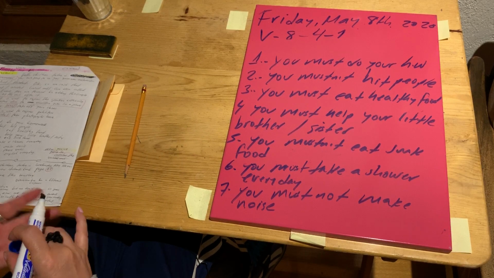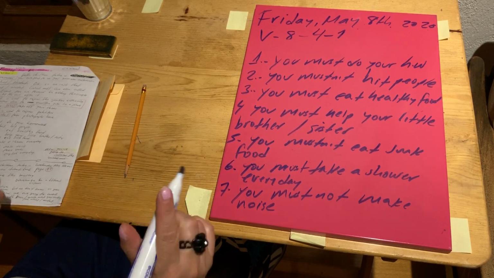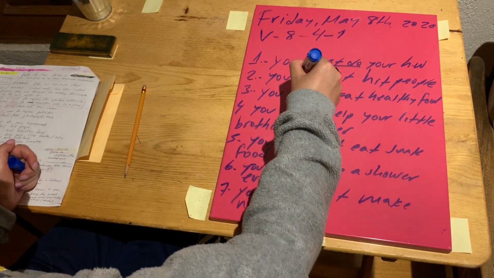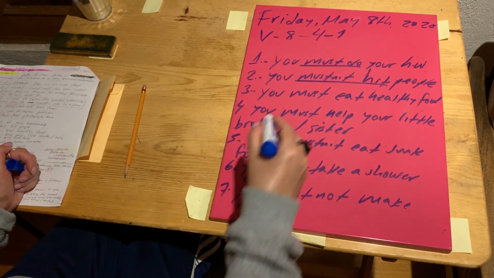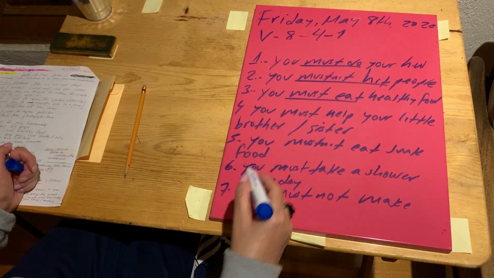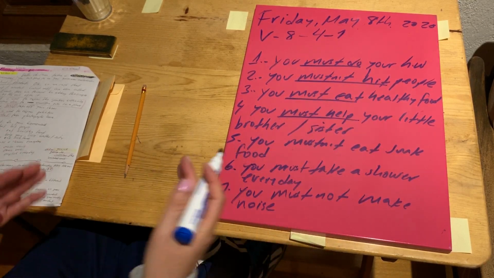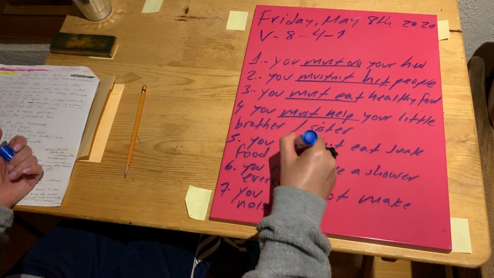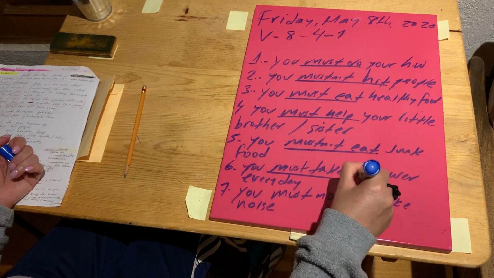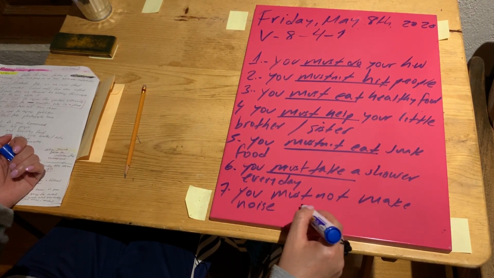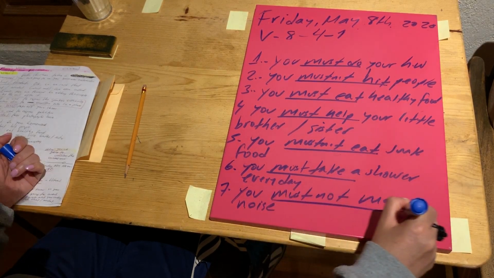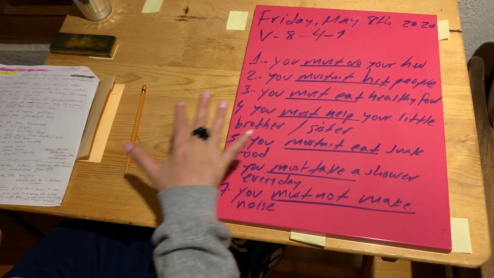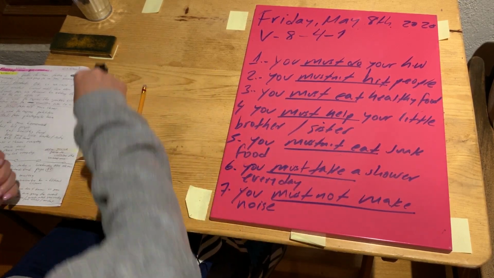So we have number one, you must do your homework. Okay, look at this, must, and then you have the verb. Mustn't, and then you have the verb. Must, then you have the verb. No tenemos nada antes más que el verbo, la palabra must y mi verbo, okay? Mustn't eat, must take, and here is the negative form, mustn't make or must not make noise, okay? That's my number seven. Children, I have to erase and I'm gonna write number eight.